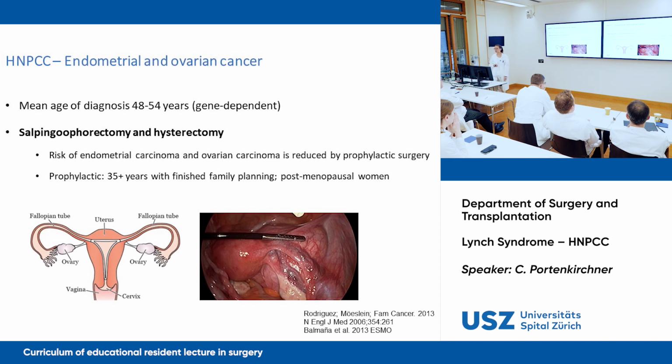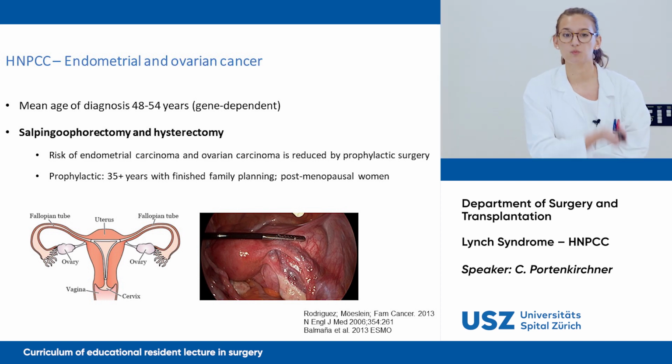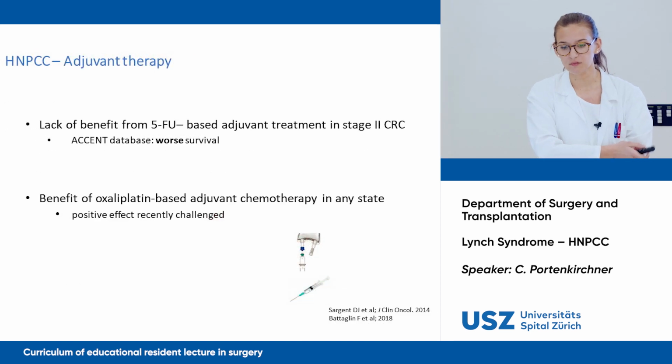We don't have a prophylactic treatment in colorectal cancer, but we do have a clear need for performing prophylactic salpingo-oophorectomy and hysterectomy in female patients over 35 years old when they have finished family planning, and in postmenopausal women. So here we should perform prophylactic surgery, and with young patients we can discuss it and wait for the colorectal cancer to appear and do this together in one procedure.